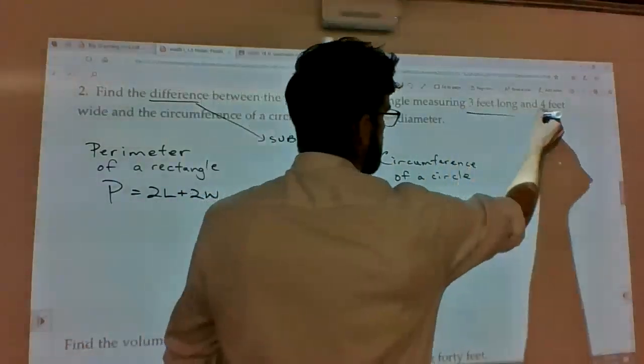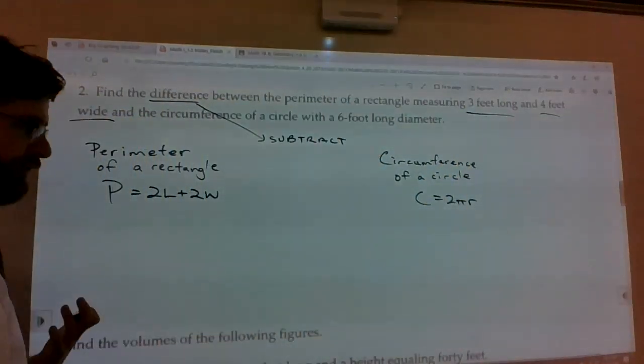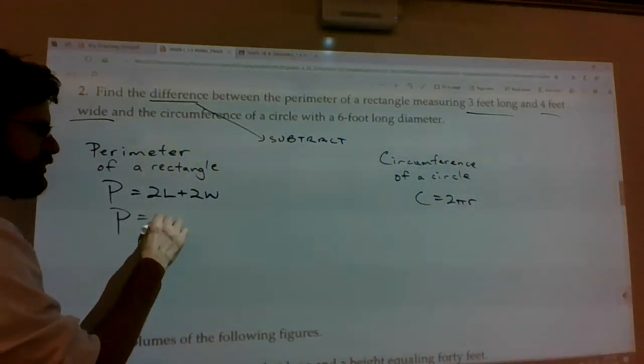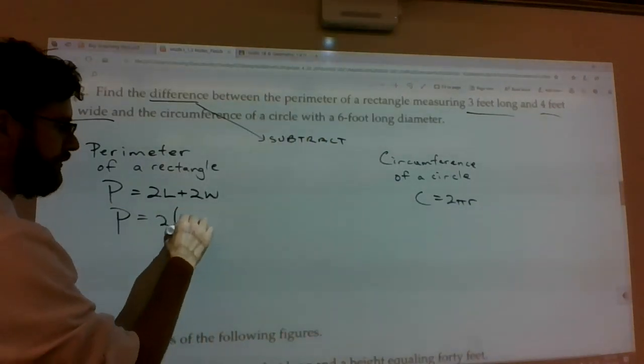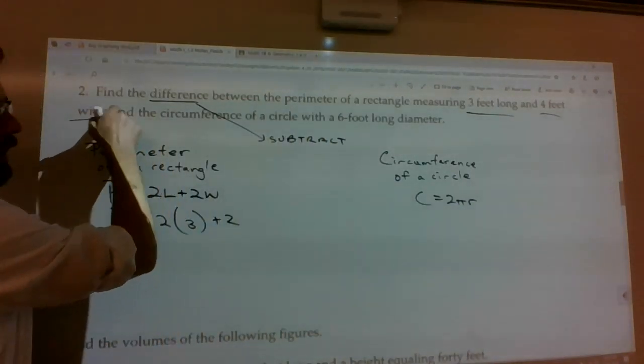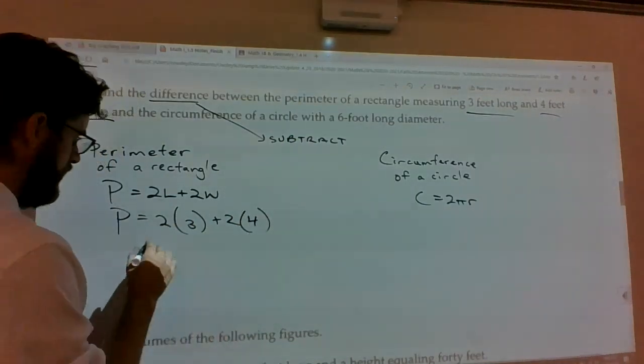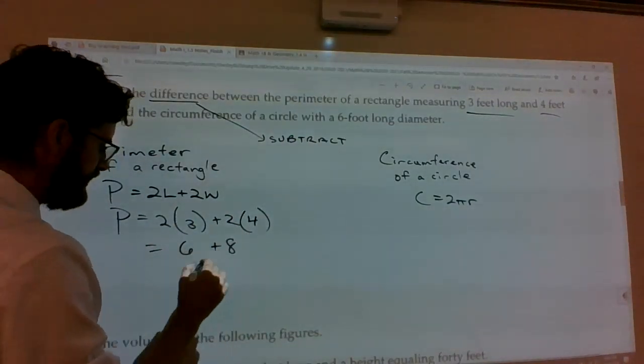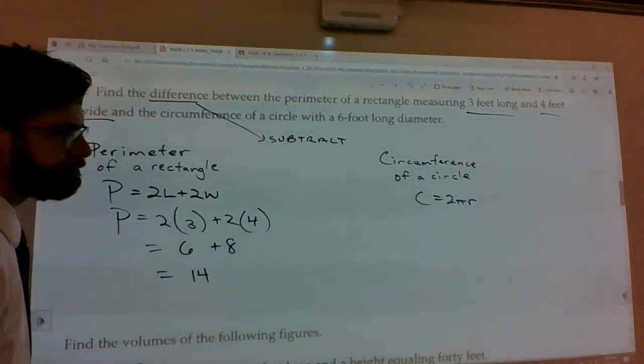So 3 feet long by 4 feet wide, that's a pretty straightforward calculation. P equals 2 times 3 for L plus 2 times 4 for W. And you get 6 plus 8, which equals 14.